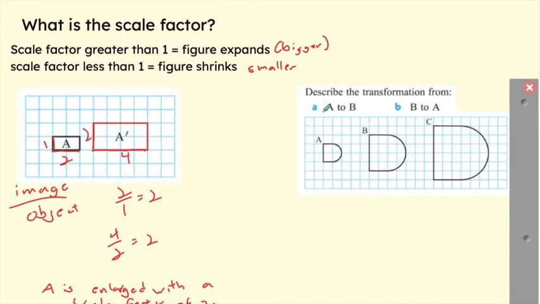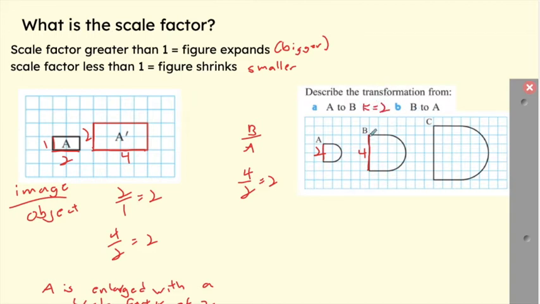Okay, so for part A to B, we want to go from A to B, so A is our object. So I'm going to have A object over B image. So I have a side of 2 and a side of 1, 2, 3, 4. So yet again we're going to get 4 over 2. It's 2, so this is my k equals 2 there.